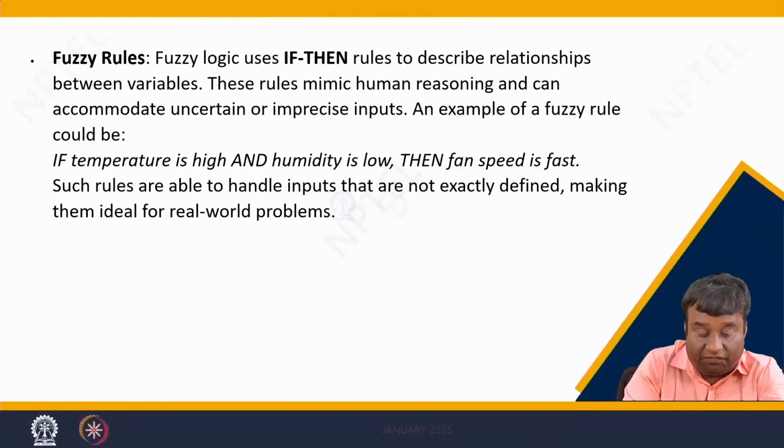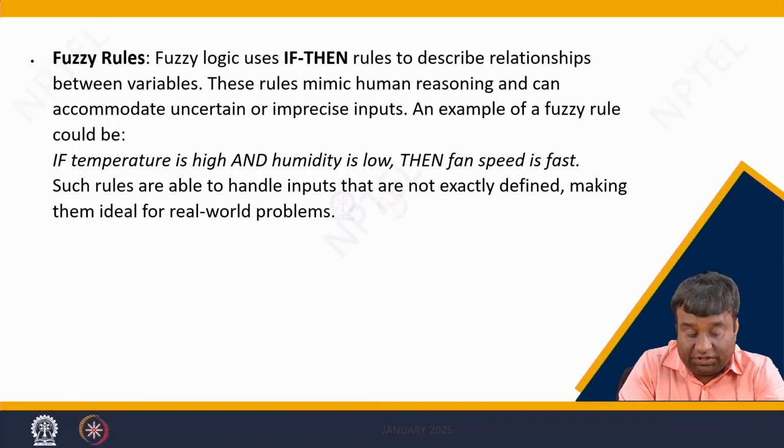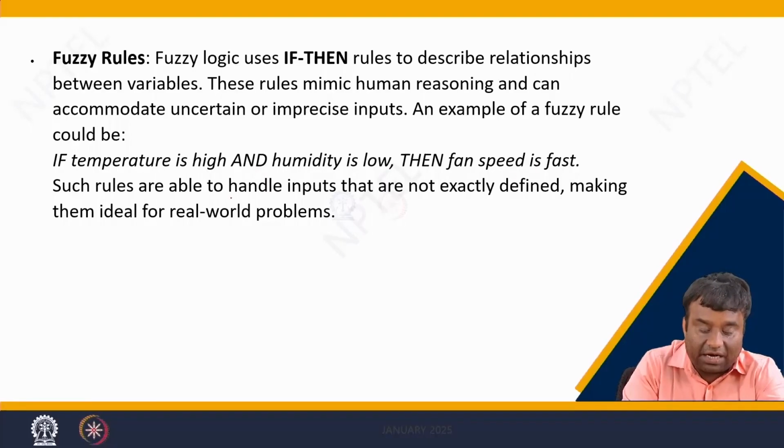Fuzzy rules. Fuzzy logic uses if-then rules to describe relationships between variables. These rules mimic human reasoning and can accommodate uncertain or imprecise inputs. An example of a fuzzy rule could be: if temperature is high and humidity is low, then fan speed is fast. Such rules are able to handle inputs that are not exactly defined, making them ideal for real world problems.